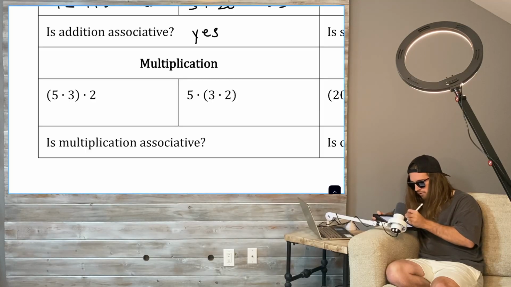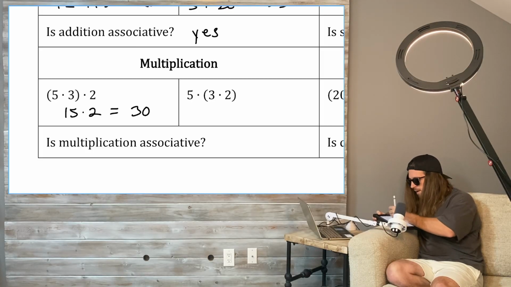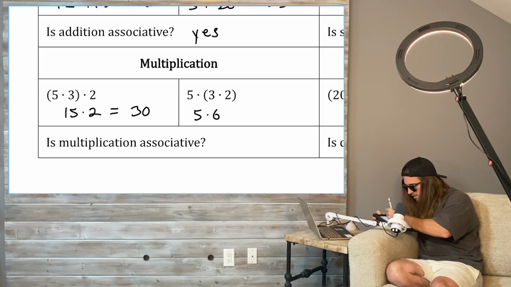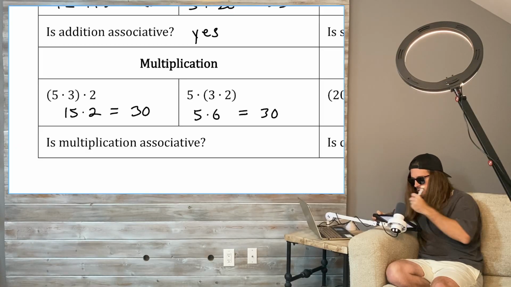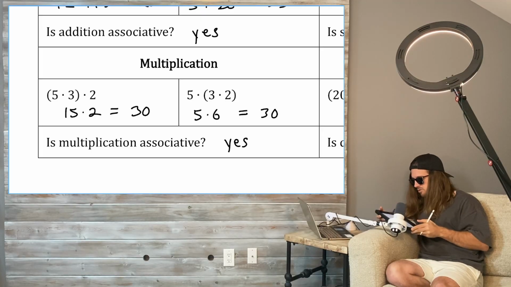Multiplication here, let's do first, we'll do 5 times 3, which is 15, and then we'll multiply that by 2, which gives us 30. But what if we do 3 times 2 first? Well, that would be 6, and 5 times 6 is also 30. So is multiplication associative? Yes, multiplication is associative.